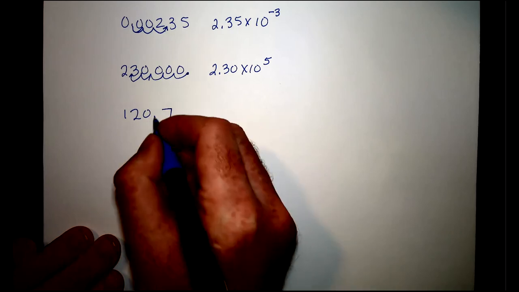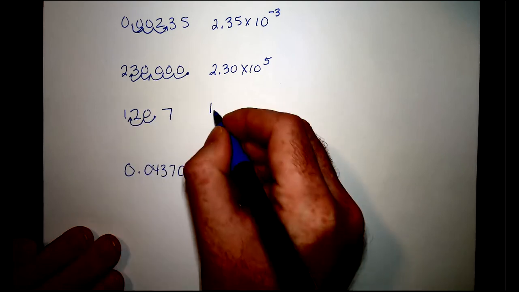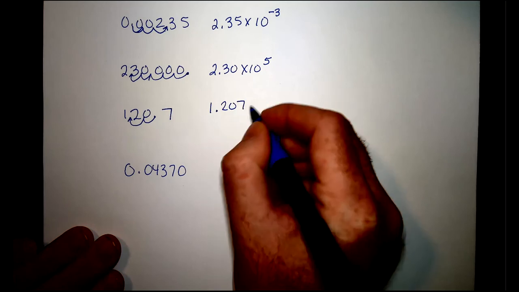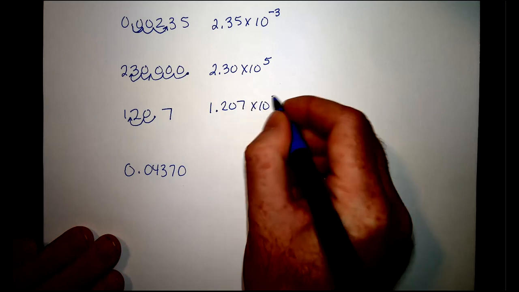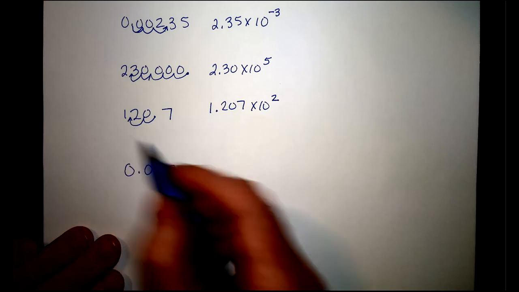120.7, I'm going to move that decimal point 1, 2. So I'm going to say 1.207 times 10 to the second power. And again, it's positive because it's bigger than 10 and I'm moving to the left.